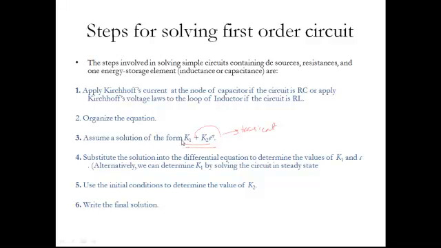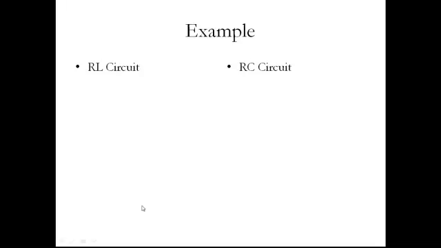After finding the values for K1 and S, you substitute in this equation and find the value for K2 by using the initial condition. The initial condition is always the current through the inductance at some given time, or the voltage across the capacitance at a given time. Then write the final solution. These are the steps we are going to follow for the first order circuit. Now let us start with an example.